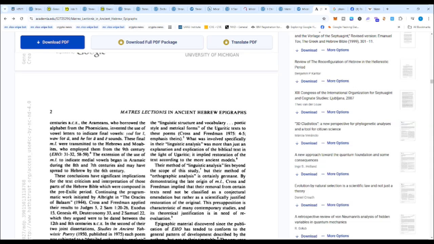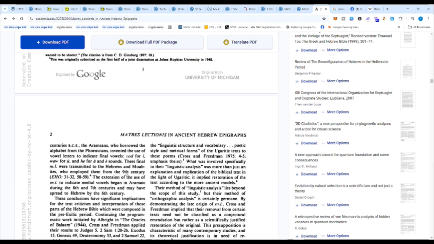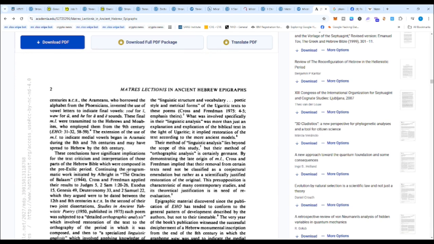The extension of the use of matres lectionis, right? First, it was the 11th and 10th centuries BCE, and later, in the 9th century BCE, it was passed to the Hebrews and the Moabites. They started picking it up and using it. The extension of the use of matres lectionis to indicate medial vowels began in Aramaic during the 8th and 7th centuries and may have spread to Hebrew by the 6th century. These conclusions have significant implications for the text criticism and interpretation of those parts of the Hebrew Bible which were composed in the pre-exilic period.